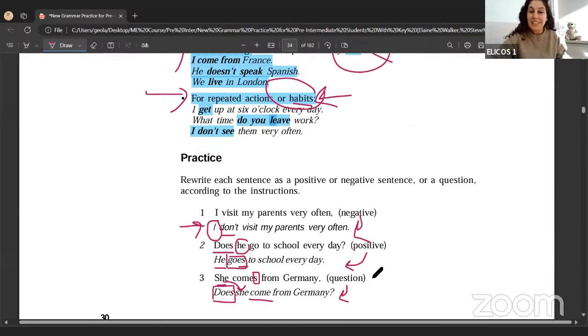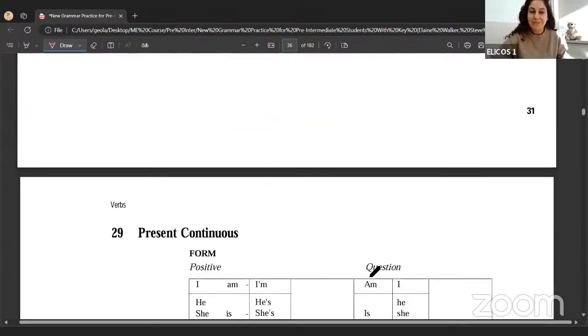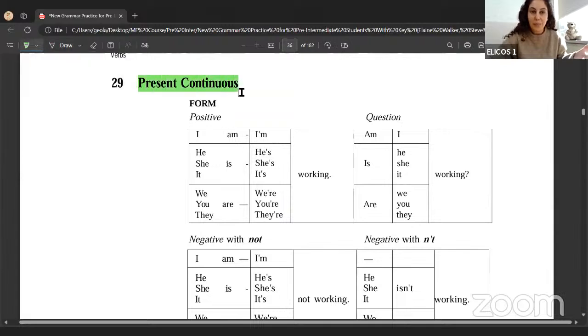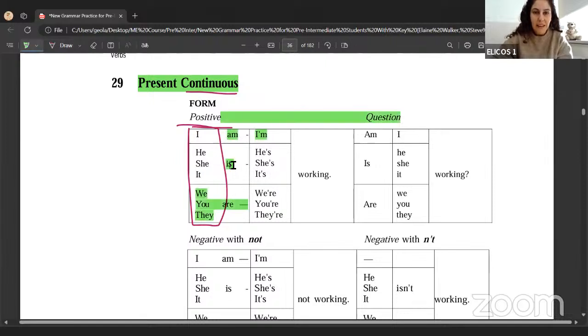Okay, that's present simple. Let's go to present continuous. Now, present continuous, we know that present means now in this moment. So it's the same. We're talking about what is happening now, but it's continuous. So let's have a look. Why is this different to the simple? Continuous means the action is continuing. But how do we make this sentence? If you have a positive, it's the same subjects. I, he, she, it, we, you, they. But you could see that we need to use am, is, are.